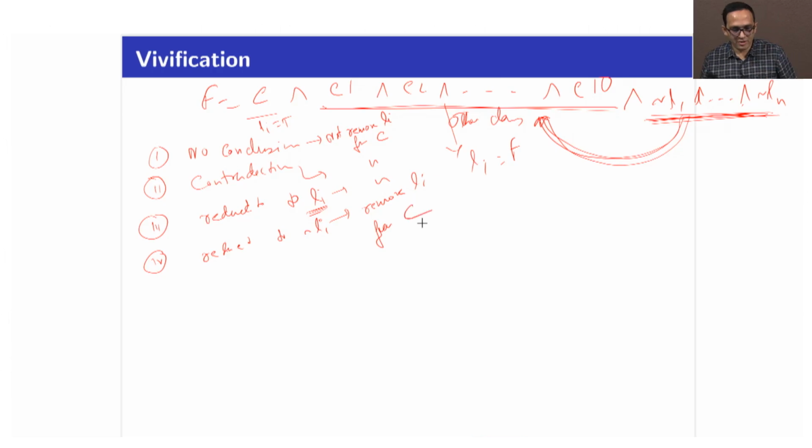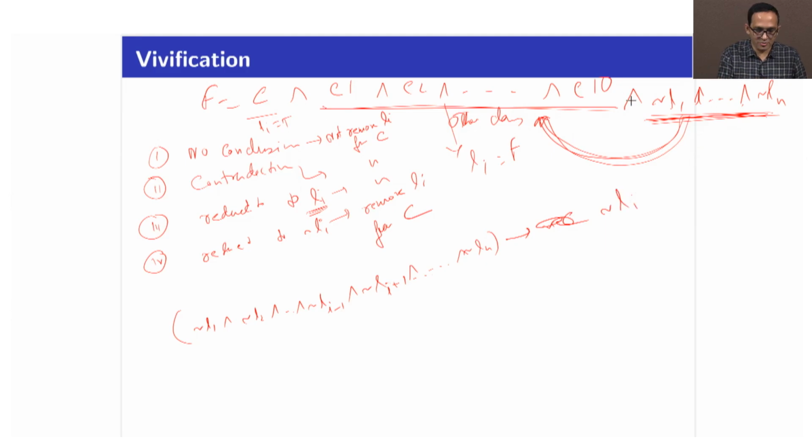So, why am I doing that? If you just think about that, here I have taken not of L1 and not of L2, to not of Li minus 1 and not of Li plus 1, no Li, till Ln, not of Ln. So, this implies not of Li, in the other clause, right. If you take this implication, it is equivalent to the negation of this, right.